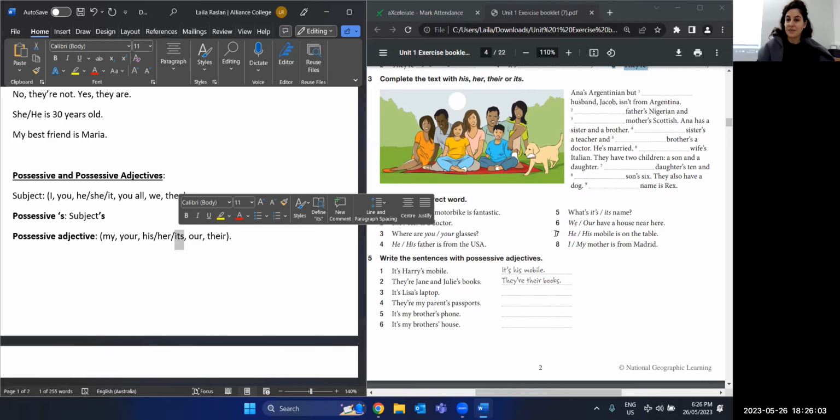7, Roxana. Yes, why his? H-I-S. Yeah, his. Why? Why you pick this one? Yeah, exactly. Not him. It's his mobile. Yeah, good. So it's not about the subject. It's about something that the subject has, his mobile. 8, Bruno.